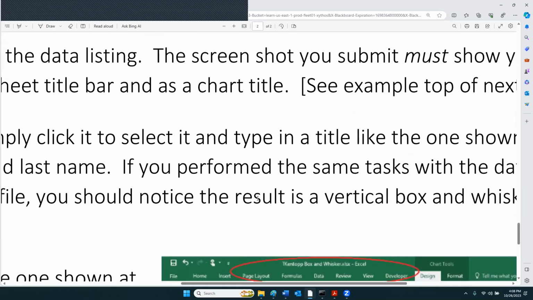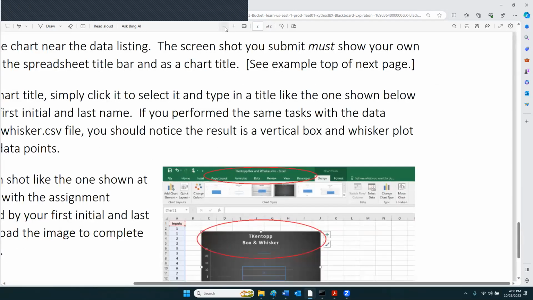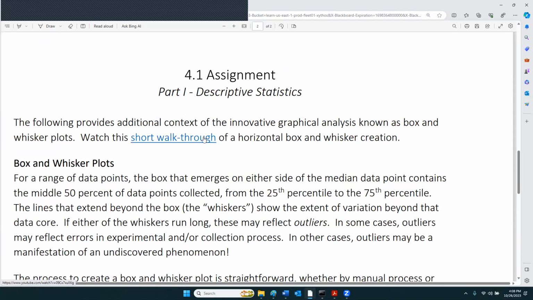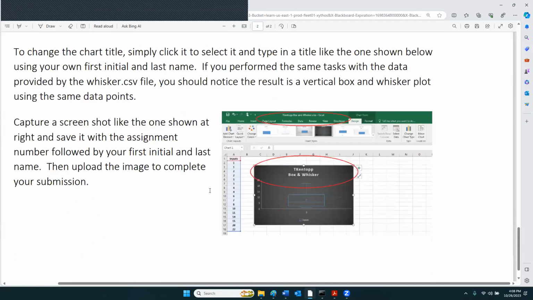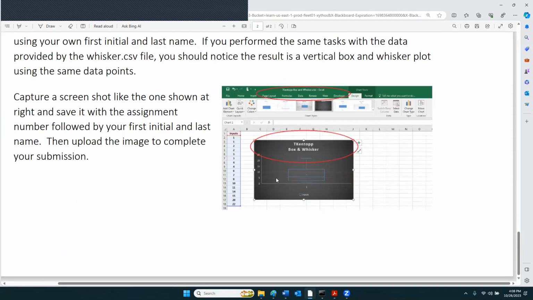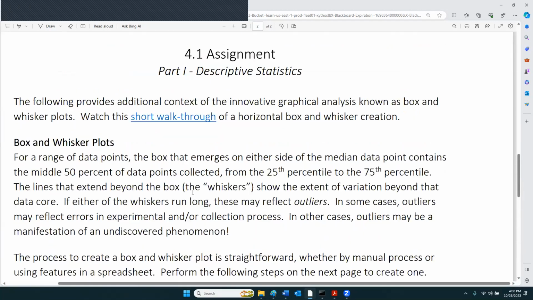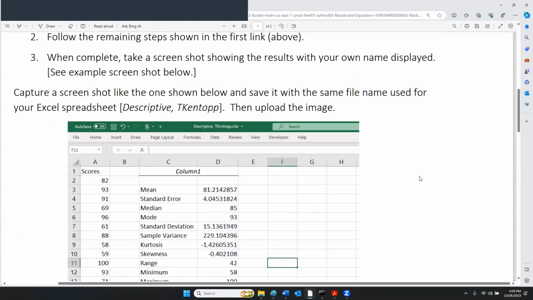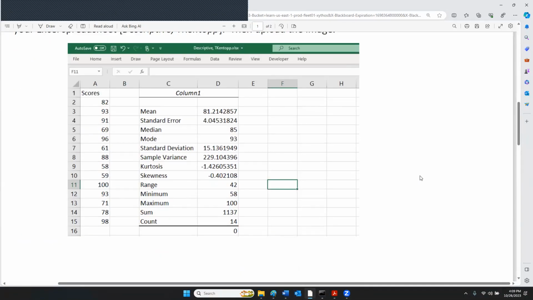In the exercise, when you click on the link, it actually shows you horizontal arrangements instead of vertical. But you're going to create the vertical one like the one we show here. Okay? Do you have any questions about the assignment that we're performing? No, I don't.